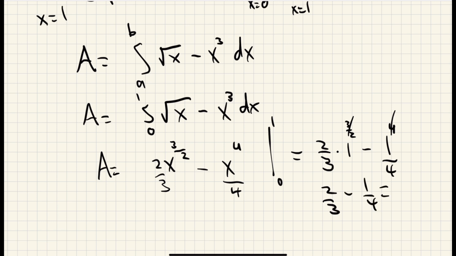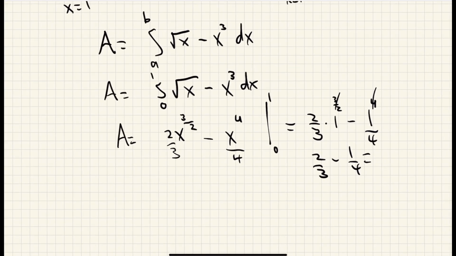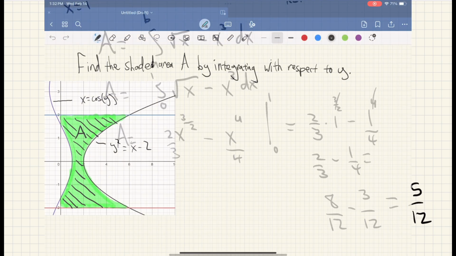So let's just simplify this a little bit. 2 times 4, that would be 8 over 12. And 3 times 1, minus 3 over 12. So we can say this is equal to 5/12. So our area between the two curves is 5/12.